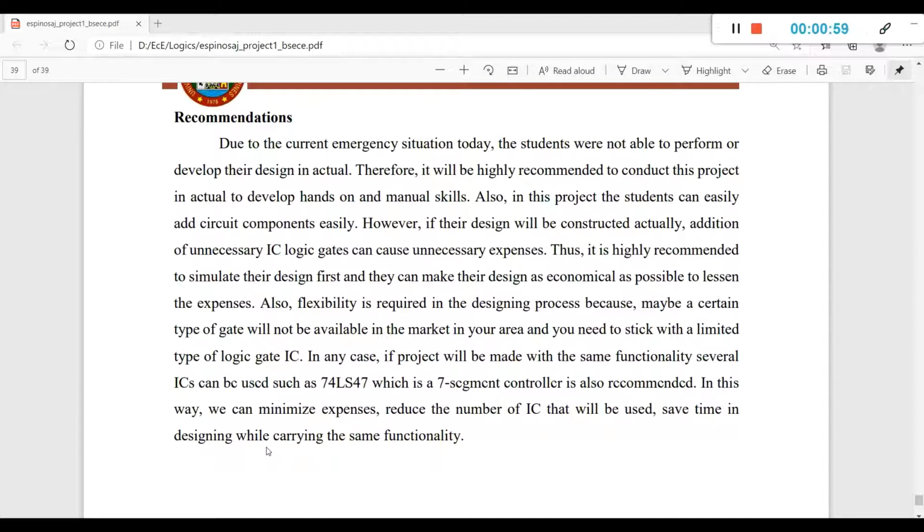So in any case, if this project will be made with the same functionality, several ICs can be used, such as 74LS47, which is a 7-segment controller, is also recommended. In this way, we can minimize expenses, reduce the number of integrated circuits that will be used, and save time in designing while carrying the same functionality.